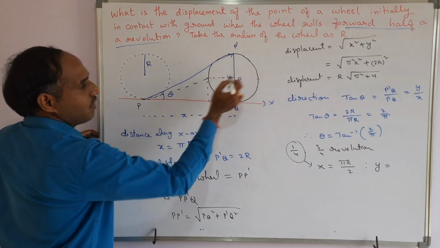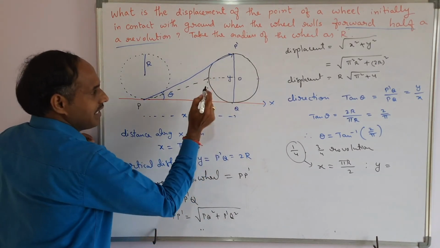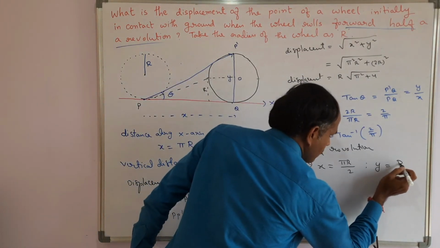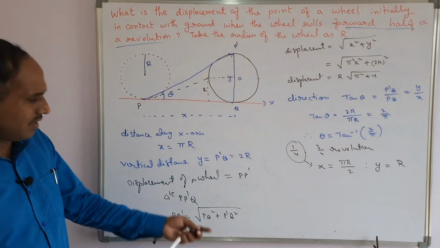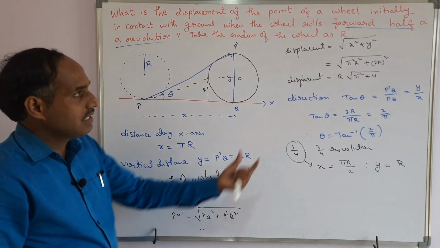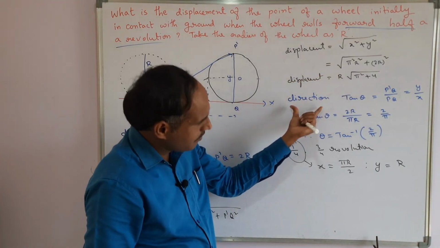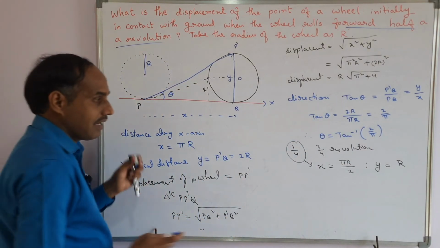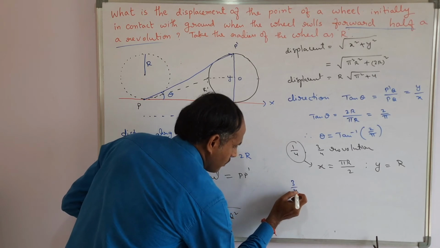And the vertical distance covered y is equal to, when I am coming to here, definitely it is along the origin only. One of this is a radius r, this should also be radius r, so y is equal to r. So the remaining is the same. Again a right angle triangle is formed. By using this you find the displacement, and again by using tan theta you can get the direction.